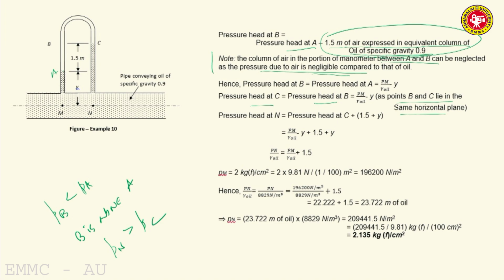By how much? Pressure head at N will be higher than pressure head at C by 1.5 meters plus Y meters of column of liquid of specific gravity 0.9. So, pressure head at N is equal to pressure head at C plus 1.5 meters plus Y meters. So, pressure head at N is Pm by gamma oil minus Y plus 1.5 plus Y. Pm is given as 2 kgf per centimeter square in the problem statement.